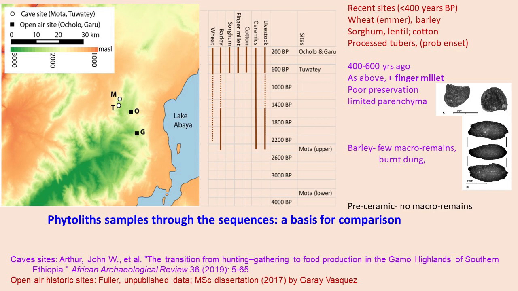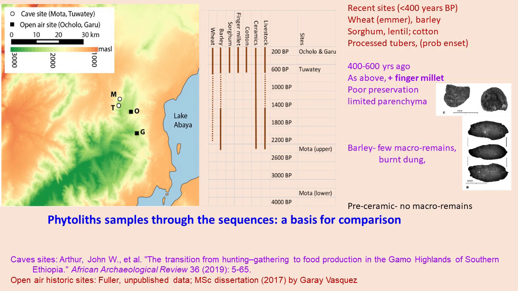So to summarize from these sites, in the last 600 years, from all the sites, all the two cave sites and the two open air sites, we have evidence for wheat, barley, sorghum. One of the cave sites also has finger millet. Three of the sites have cotton, and all those sites have livestock. Then there's a gap, and we only have one site that goes back to 2,000 years ago. The earliest pottery is about 2400 BP, and that site has livestock associated with the earliest pottery. So again, one of the earliest dates for livestock in this region, only 2,500 years ago.